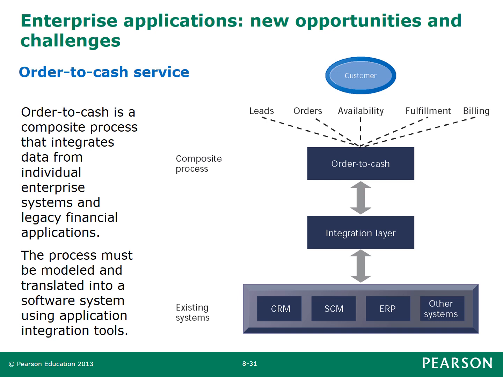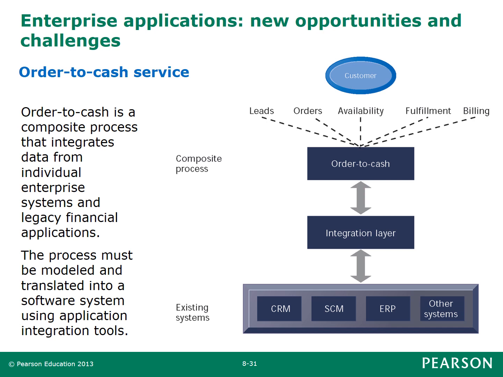This graphic shows us the structure of the order-to-cash service platform, which integrates data and processes from existing systems. This process begins with lead generation, marketing campaigns, and order entry, which are typically supported by CRM systems, customer relationship management systems. Once the order is received, manufacturing is scheduled and materials availability is verified, processes that are usually supported by enterprise software, ERP systems.